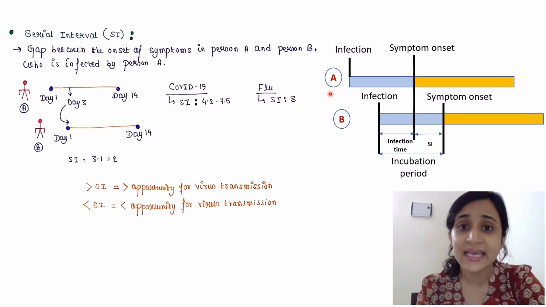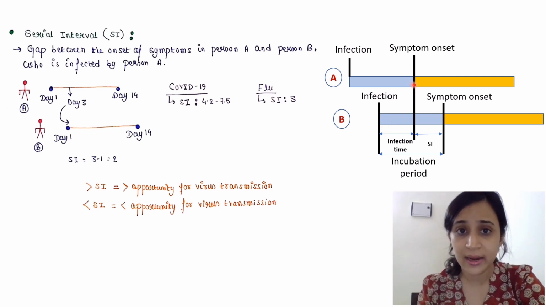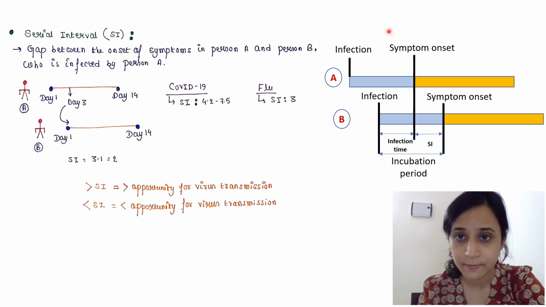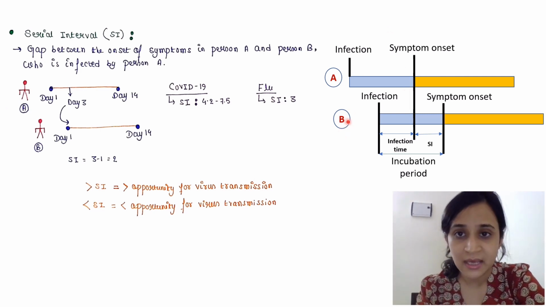So person A is infected by the virus and leaves his room. He is going to a market, a mall, a hospital, etc. Now person B is getting infected by person A at this point. And at this point, person A will show some symptoms, but he has already infected person B. And person B will show some symptoms here. So the gap between these two is the serial interval.